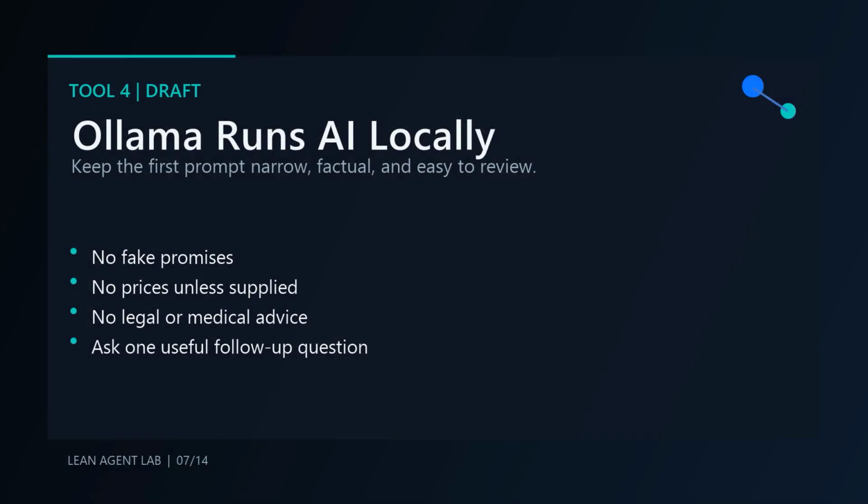Component 4 is Ollama, which runs supported open models locally. The AI is not making business decisions. It receives a small set of fields and drafts a short response. A good prompt says, acknowledge the inquiry, mention the requested service, avoid inventing prices or availability, ask one useful follow-up question, and keep the response under a fixed word count.